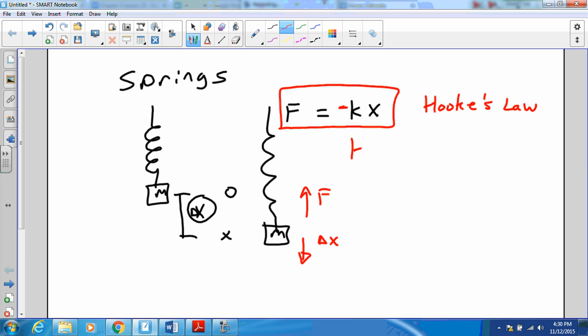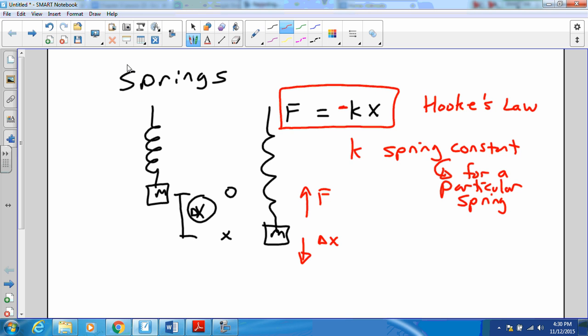And the k found in there is called the spring constant. When we call it the spring constant, it is constant for a particular spring, but each spring has its own constant. In fact, the stiffer the spring is, the larger that constant will be. And so it measures the stiffness of the spring.